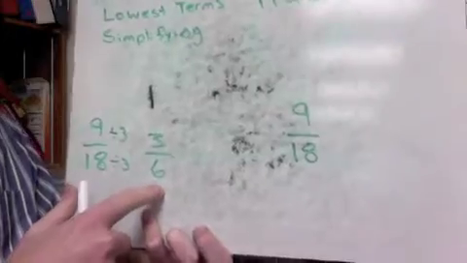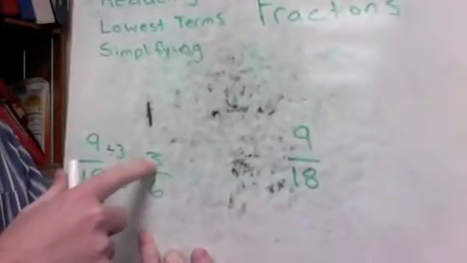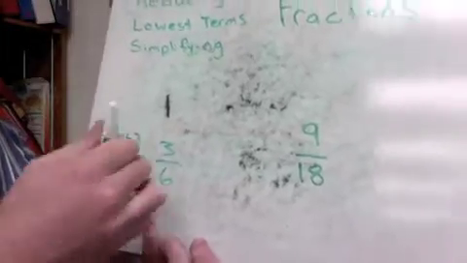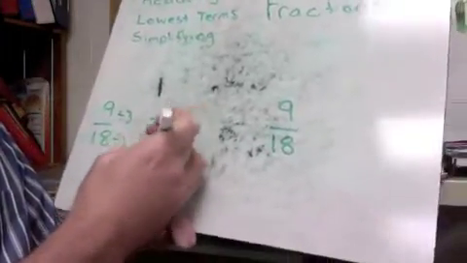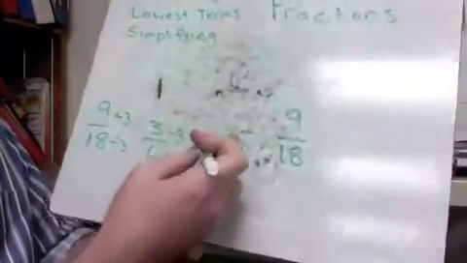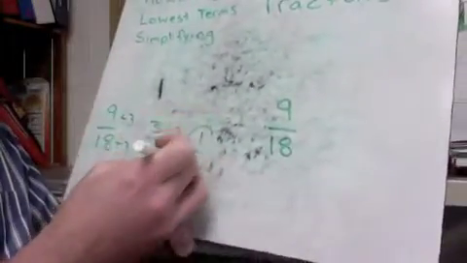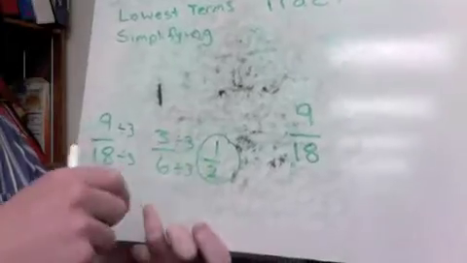Now, I've got to go further with this because I know that 3 goes into 3 and 3 goes into 6. 3 times 1, 3 times 2. So I divide both of these by 3, and I'm going to get 1/2. That's the lowest I can go right there because the only number that goes into both 1 and 2 is 1.